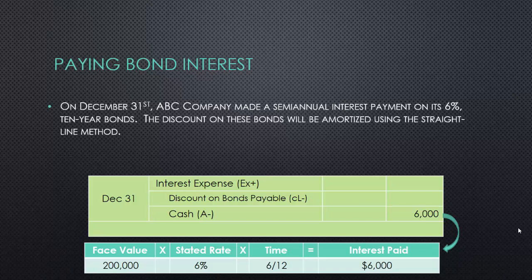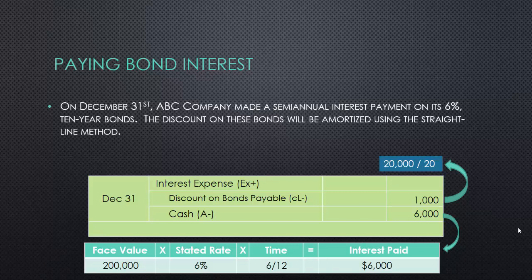Amortizing the discount, we're going to use the same formula here as well. The original discount divided by the number of payments we make over the bond's life. It was a $20,000 discount. Our 10-year bonds pay twice a year, or 20 times in total. So we're going to take away $1,000 of that discount every time we pay bonds.